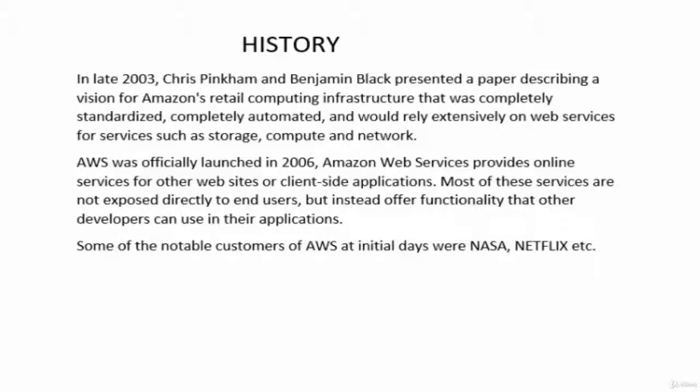Some of the notable customers of AWS in the initial days were NASA and Netflix, and they were part of the Barack Obama presidential elections also. They contributed to that as well. In October 2013, it was revealed that AWS was awarded a $600 million contract with the CIA. That was a very big deal for AWS. And in August 2014, AWS received Department of Defense provisional authorization for all US regions.